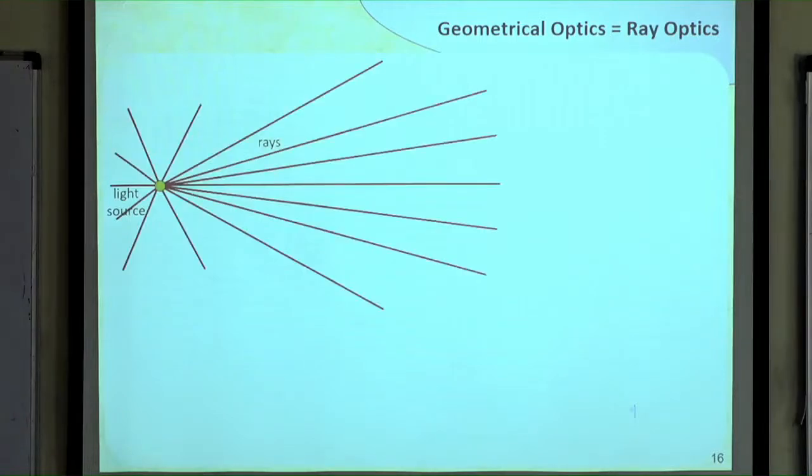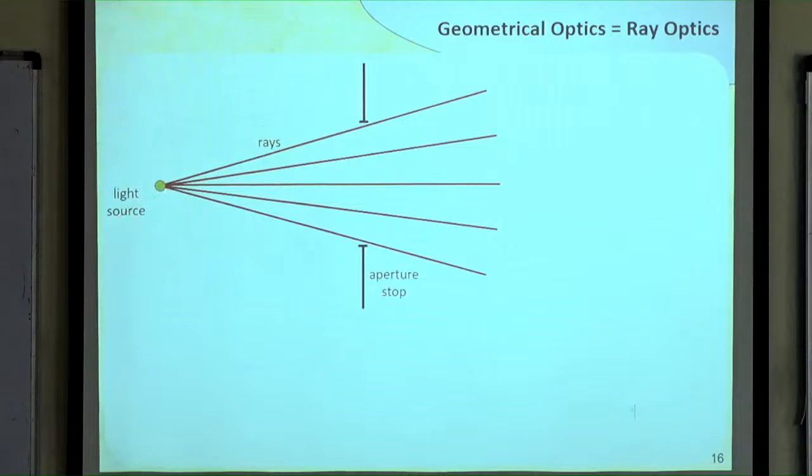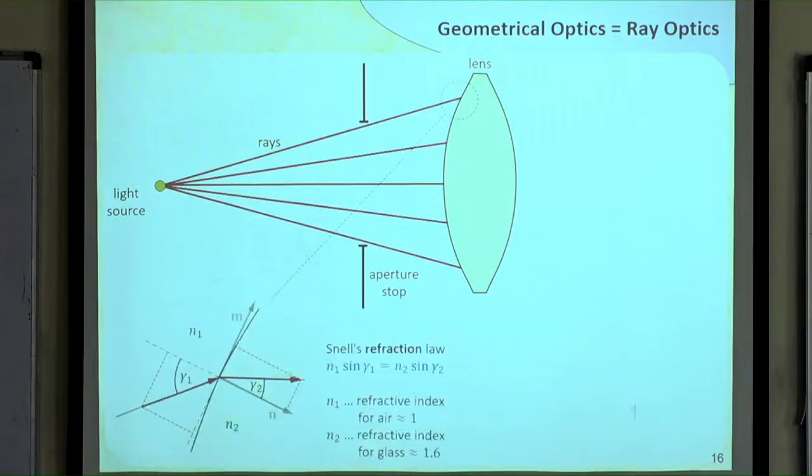So if you have a light source, this light source sends out rays, like the bulbs here or the lighting here. Then usually you only want to have them in a certain area, so there are aperture stops like this one here, and then you have lenses, and these lenses will change the direction. There is Snell's refraction law: if you enter a material with different optical properties, then the light ray bends. This happens, for example, if you go from air to glass or from glass to air.